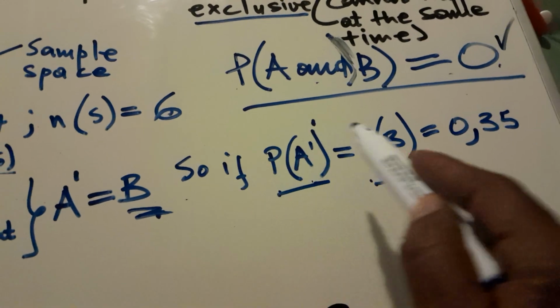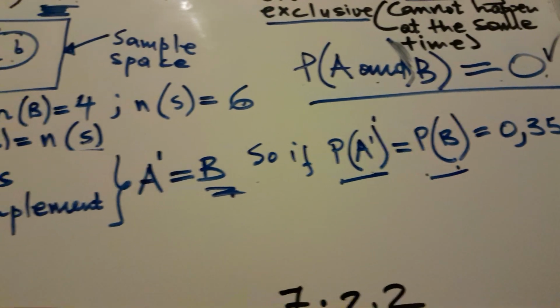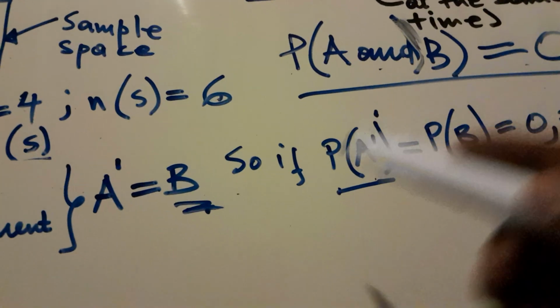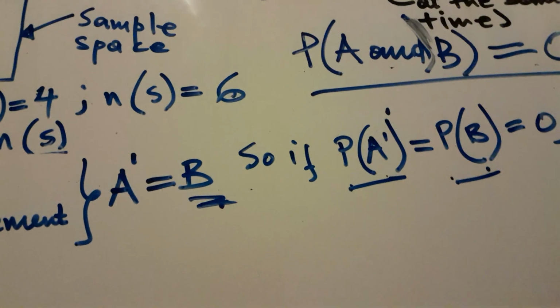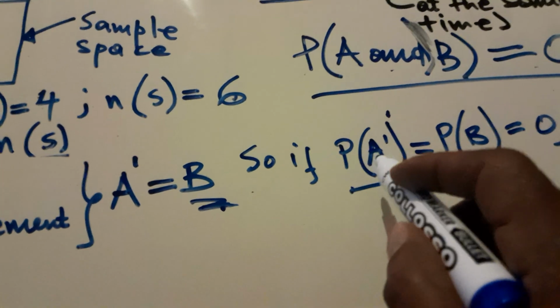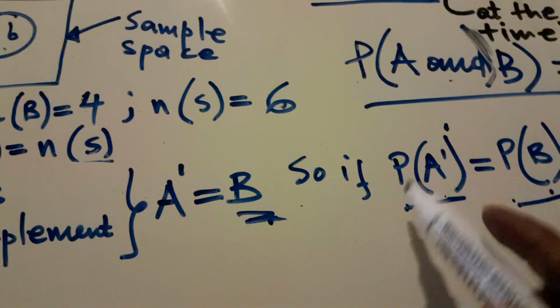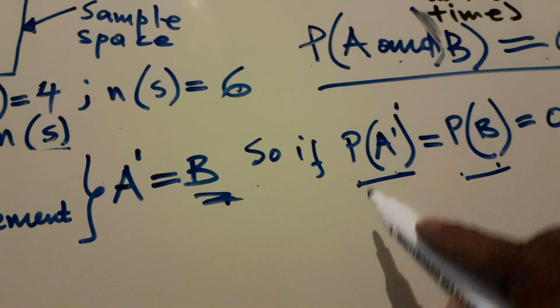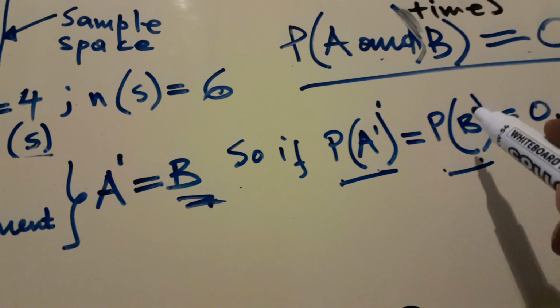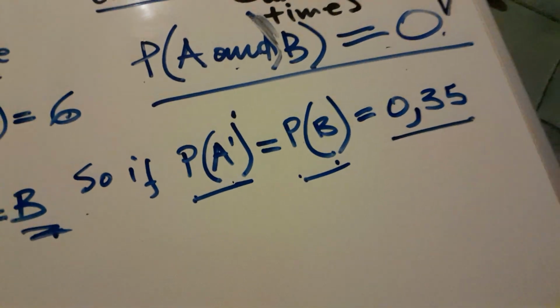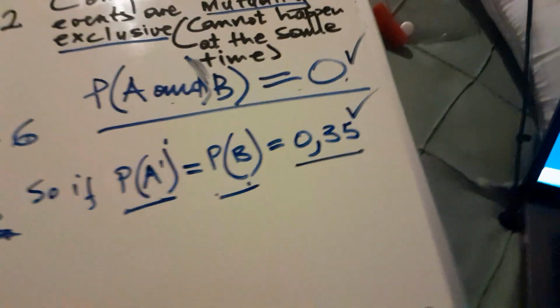If A and B are complementary, then the set outside of A, A complement, is the set B. Then the probability of A complement, which is the same as the probability of B, is given as 0.35. That's another mark.